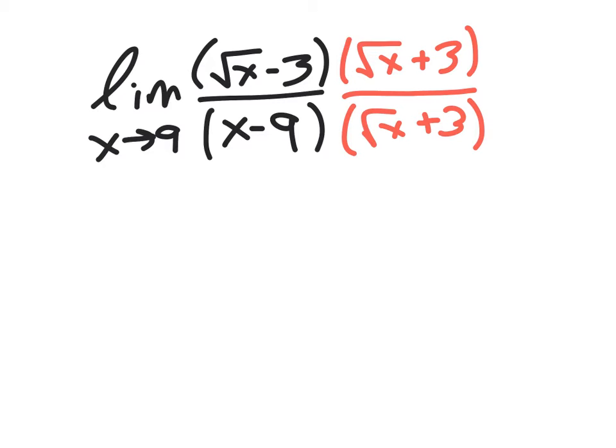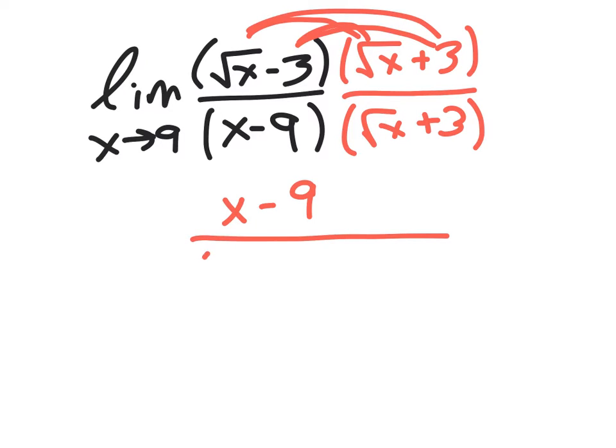So notice that the idea now is when I multiply the top parentheses together, I'm just going to get x for the first term times the other first term. And then the outside term would be 3 root x. The inside would be minus 3 root x, but those cancel. And then I have negative 3 times 3, which is minus 9. So the top becomes much simpler.